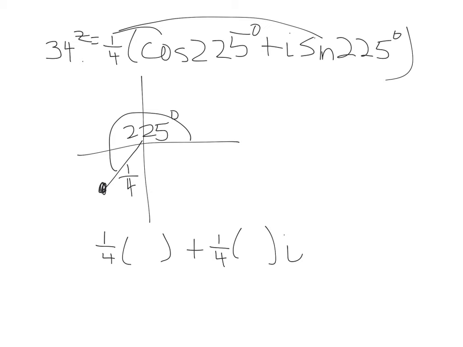Cosine 225 is root 2 over 2 in the third quadrant, and cosine is negative, so that'd be a negative root 2 over 2. And same for sine. Sine 225, 45-degree rotation in third quadrant, is negative. And then we simplify that, so I have a negative root 2 over 8 minus, since plus negative, I'm just going to make that a minus, root 2 over 8 i.